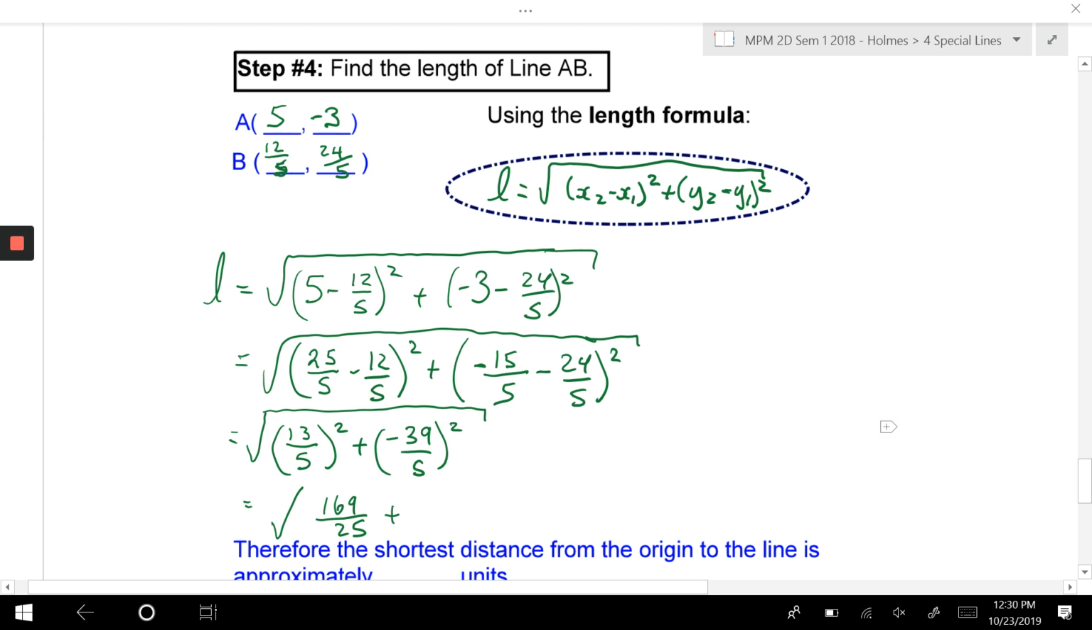39 times 39. How much did you say? 1,521. That's exactly what I was going to say. Because I have my 39 tables memorized. Right, the negative disappears. Negative times a negative is a positive. 169 plus 1521 is 1690.